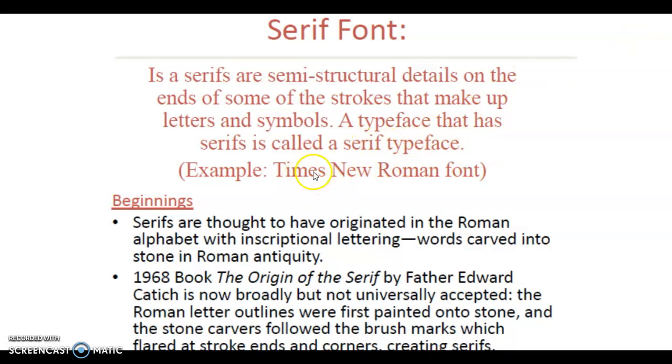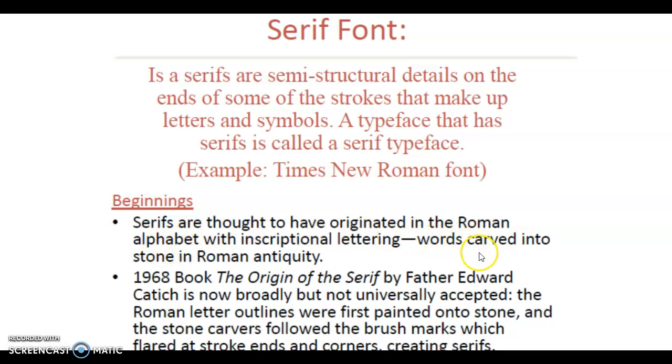For example, Times New Roman. So if you look closely at the T on Times New Roman, you can see how it has these little flags that come down, and at the foot there are these little feet that come out to the side. Those are the decorative semi-structural details they're talking about. When a font has that, then it is a serif font.